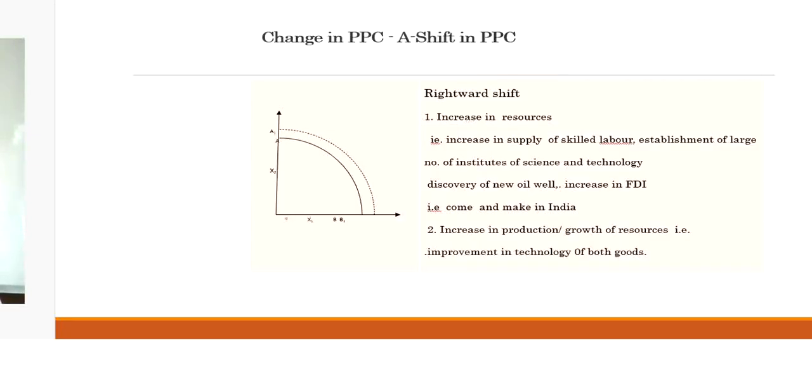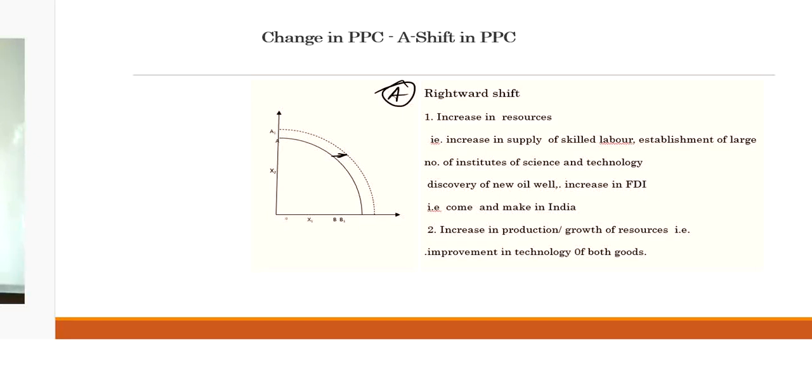Now, how does PPC change? Shift in PPC. PPC changes in two forms. Either it will shift or it will rotate. First, I will tell you in what circumstances PPC will shift rightward. Shifting will be of two types. First is rightward shifting. In what circumstances will PPC shift rightward?